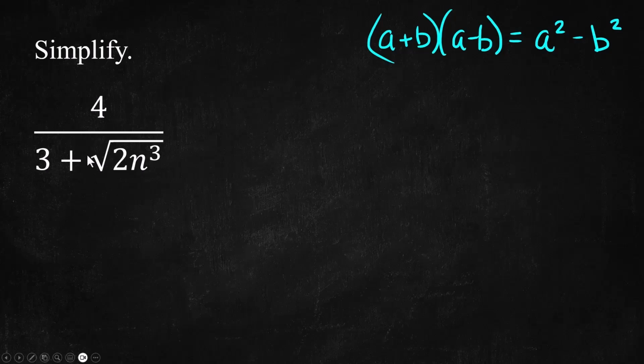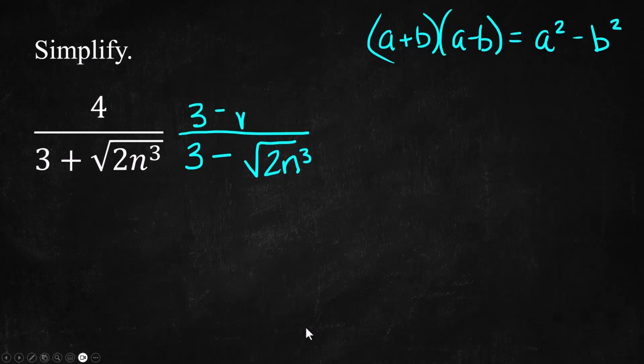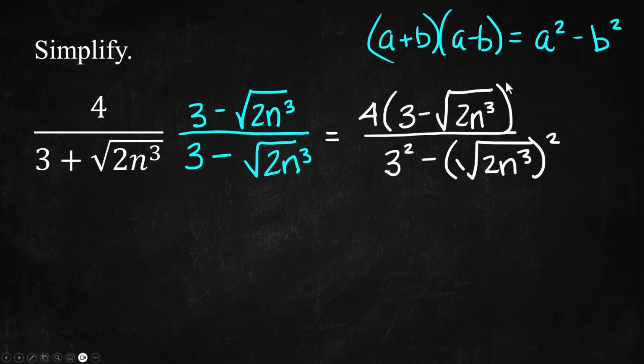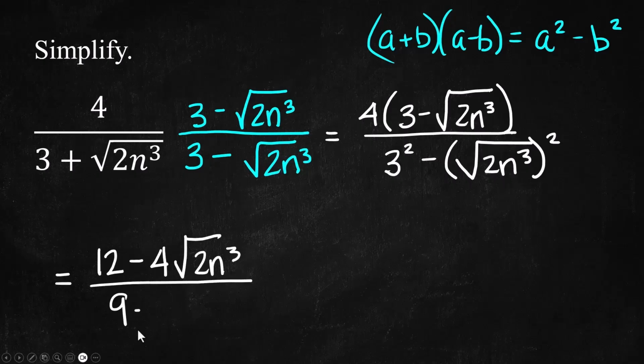So this is 3 plus the square root of 2n cubed. Let's take the top and the bottom times 3 minus the square root of 2n cubed, which is like this a plus b, a minus b thing. Now, whatever you do to the bottom, you have to do to the top. Multiplying straight across, we end up with the numerators multiplied together. But then what you have on the bottom is the 3 squared minus this whole radical thing squared. And when you square a square root, that square root just cancels out, and you end up with 9 minus 2n cubed. You get whatever was on the inside.